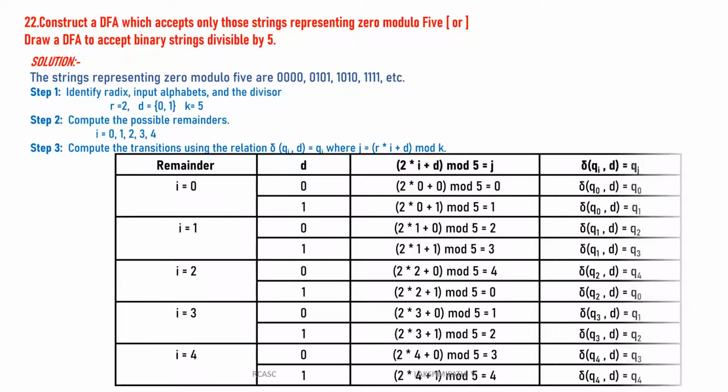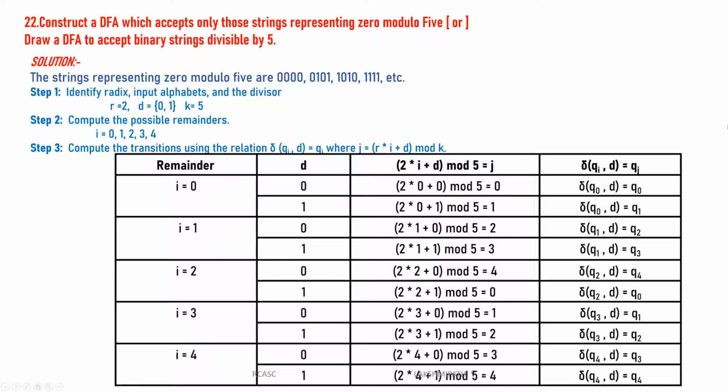Using these remainders, we can go for constructing the table. First we take the remainder. We are writing the table to calculate the transitions. First I will take the remainder, then d, then once again I will take the equation to calculate j: r into I plus d modulo 5 is equal to j. Then I will show the transition of q of I comma d is equal to q of j. Then I will consider I is equal to 0, the first remainder. All 5 remainders I will consider: I is equal to 0, 1, 2, 3, then 4.